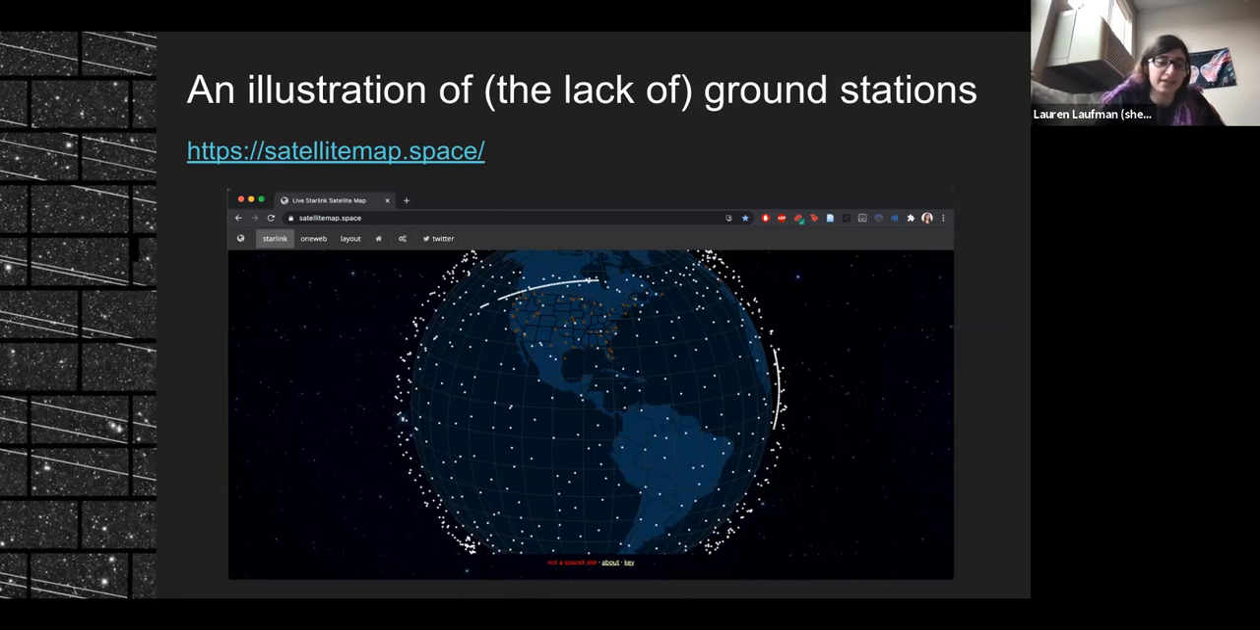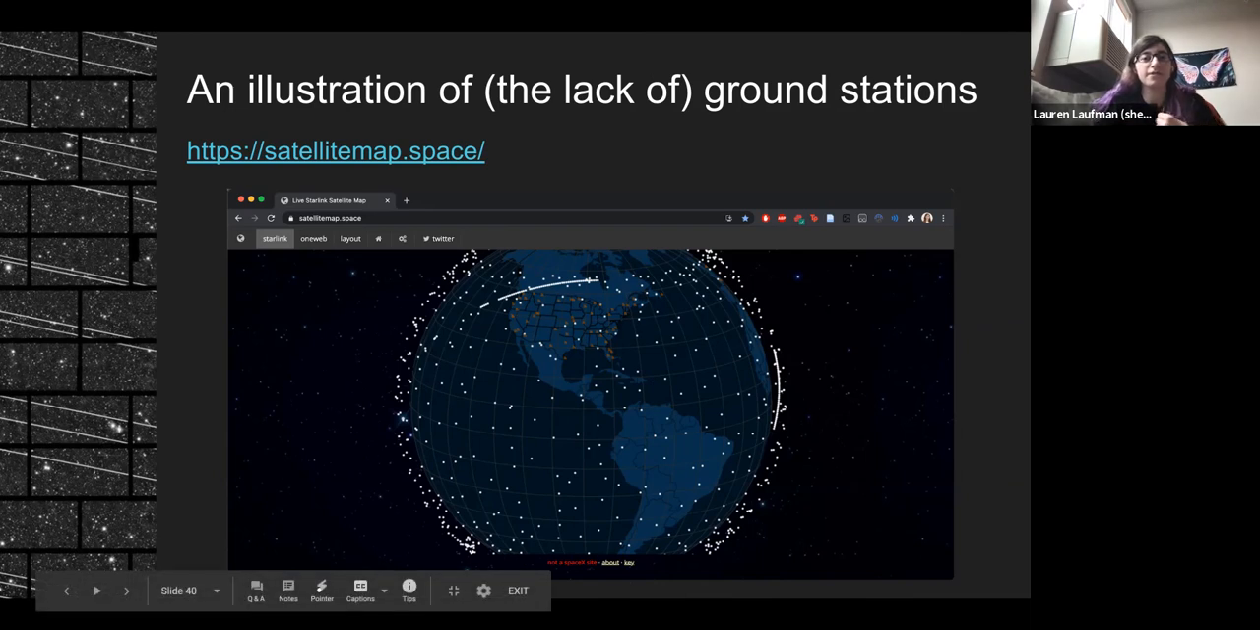And so here is just this website, if you want to write it down, Satellitemap.space. It shows you where all the Starlink satellites are in real time. And it also shows you where all the ground stations are and have been installed. So right now, no one in South America can get global internet from Starlink.